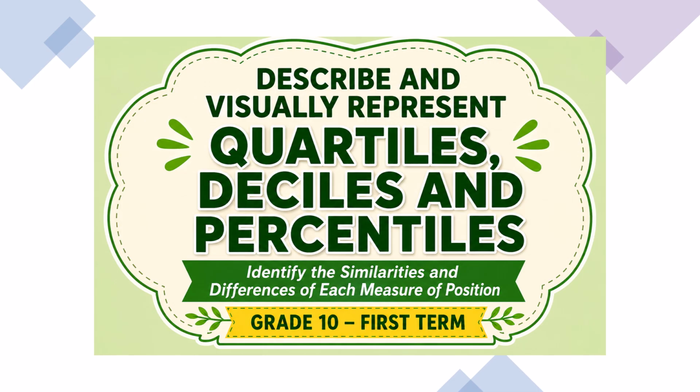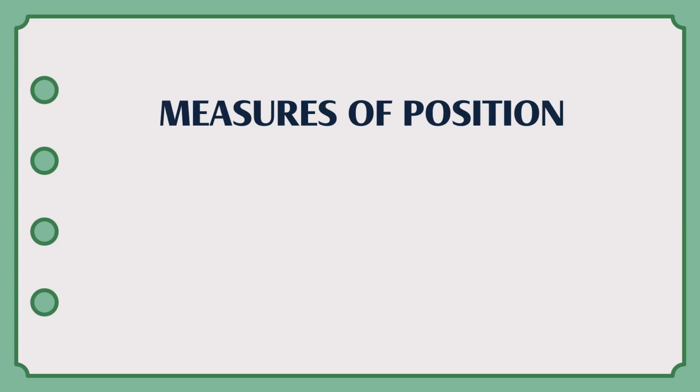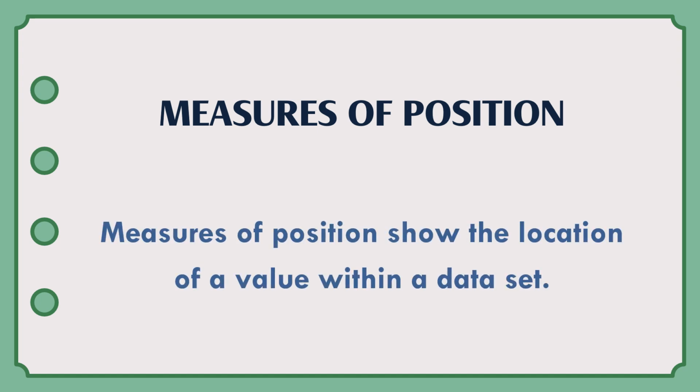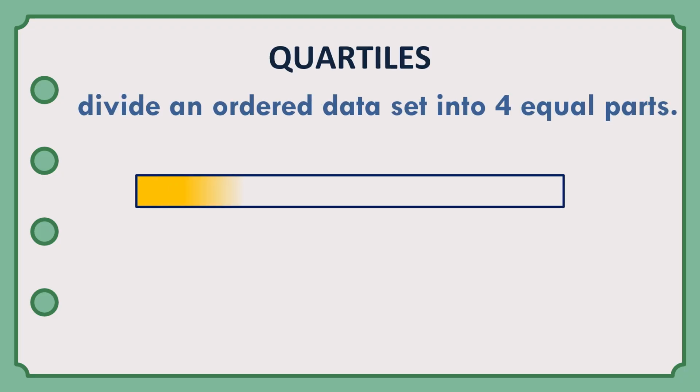Describe and visually represent quartiles, deciles, and percentiles. Identify the similarities and differences of each measure of position. What are the measures of position? Measures of position show the location of a value within a dataset. The measures of position are quartiles, deciles, and percentiles.